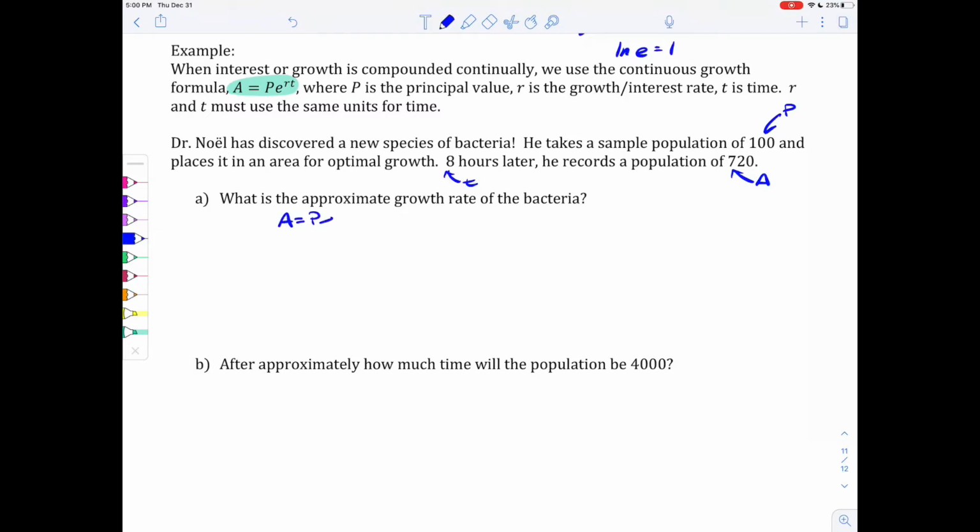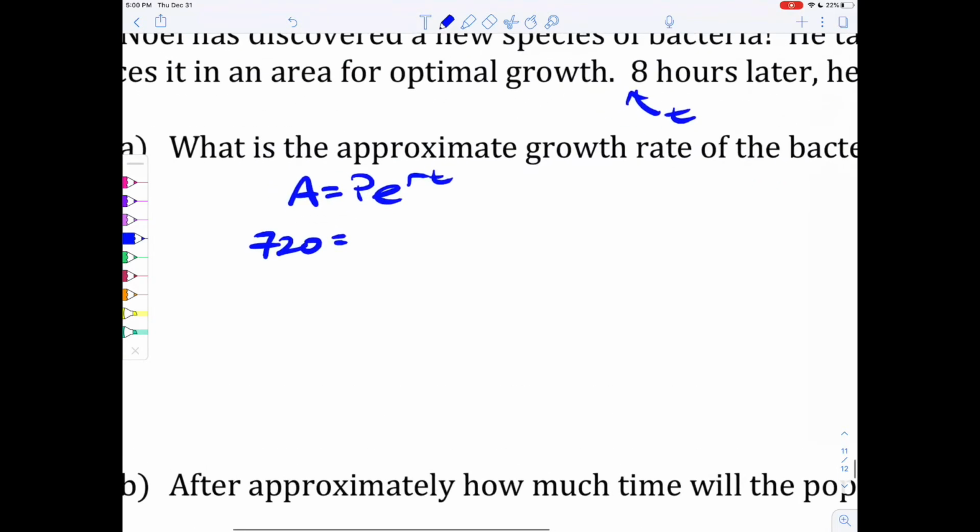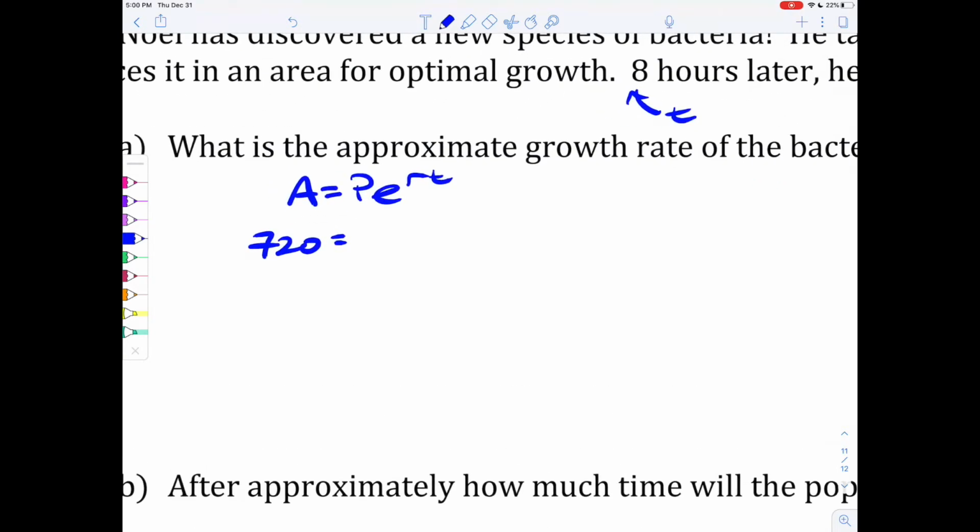So from this formula, we plug in what we know. 720 is equal to the principal amount, which was 100, times e to the r, which we don't know yet, times t, which was 8 hours. And we're going to solve. I'm going to divide both sides by 100.